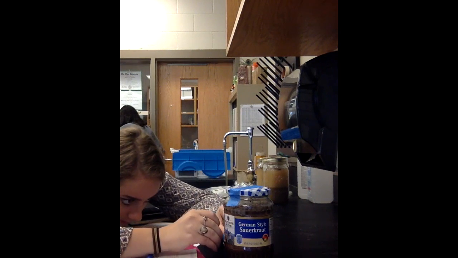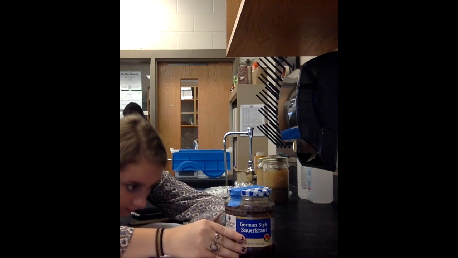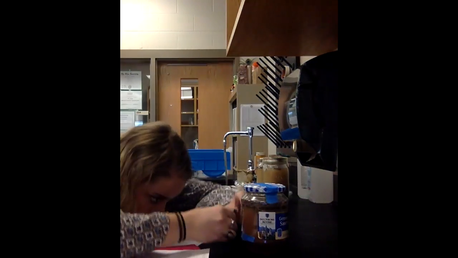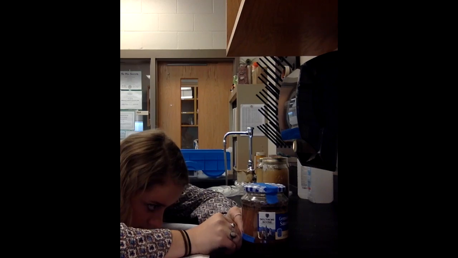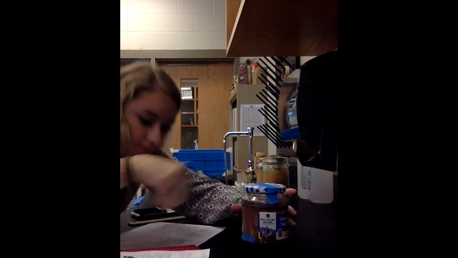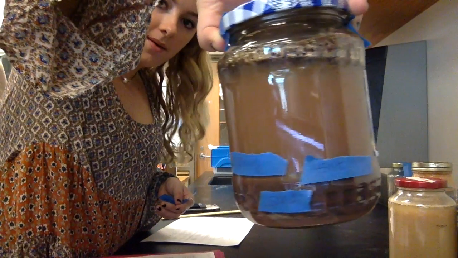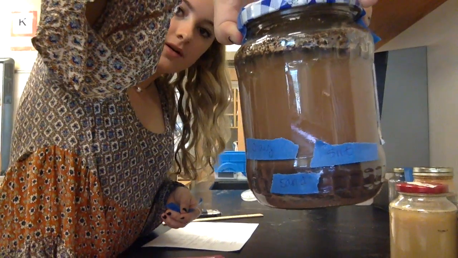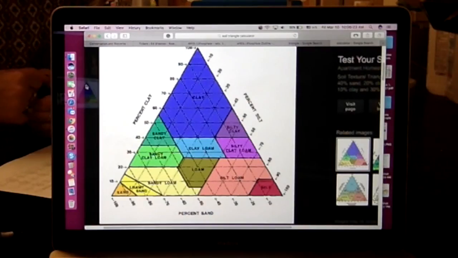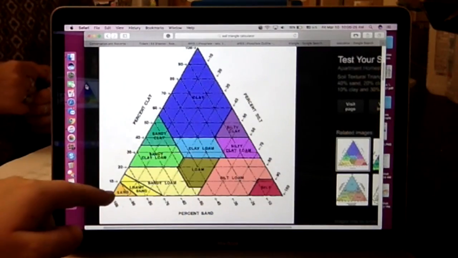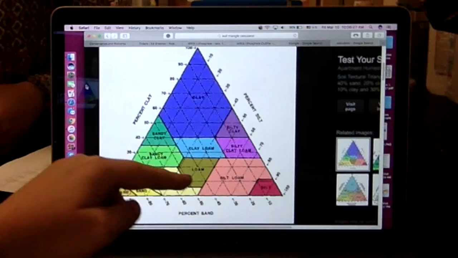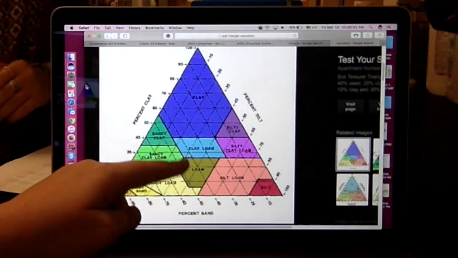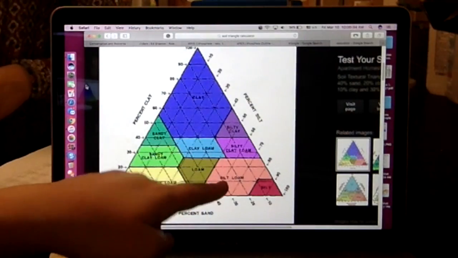Here, you see Lauren placing masking tape on the jar with sand, clay, or silt to determine what type of soil is being represented. Overall, with a total height of the soil of 3.302 centimeters, 37% was sand, 56% was silt, and 7% was clay. With 7% clay, 56% silt, and 37% sand, we found that the soil type determined is silt loam.